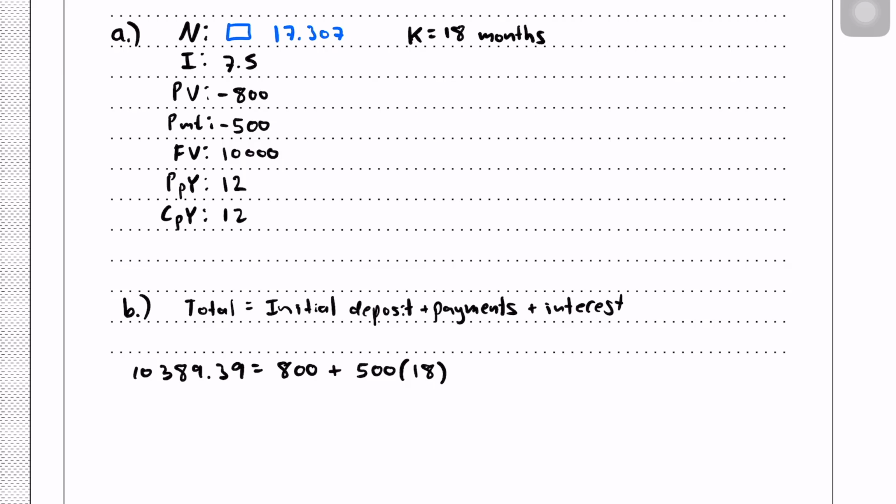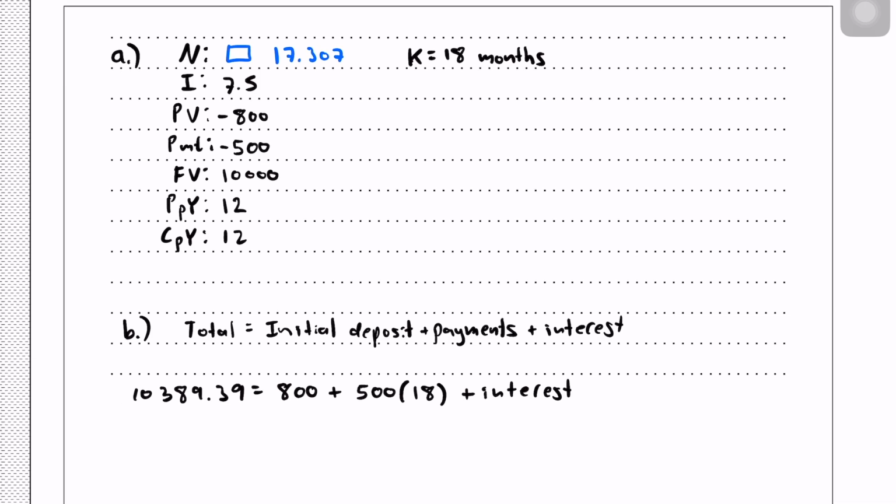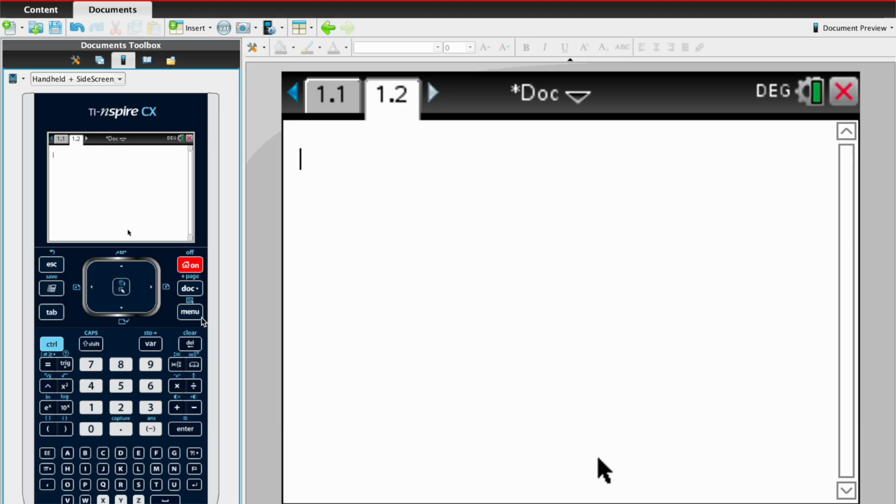Then the last little bit is interest. Once again, the total amount that she has in the account is equal to how much she put in at the beginning, how much she contributed, and then of course the bank contributed some in terms of interest as well. That's what we want to find out: how much interest she has earned. Let's go to the calculator and work this out. We can numerically solve this, but we can also work it out algebraically. Let's solve this numerically.